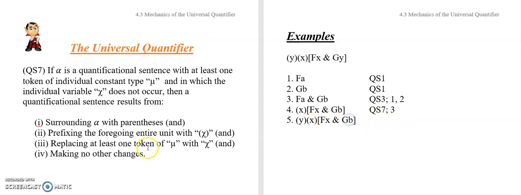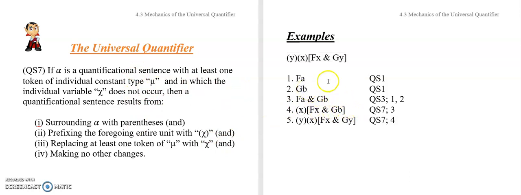So we build that, and we've got to replace one of our individual constant tokens with the individual variable that we just tacked on here. So it's going to be the Y, not the X again. That's the Y, and that's going to be QS7 on line 4. Now, this is a total demonstration that this is in fact a quantificational sentence. It can be built up from our rules, QS1 through QS7, and repeated application of them and nothing else. So it's kind of interesting.